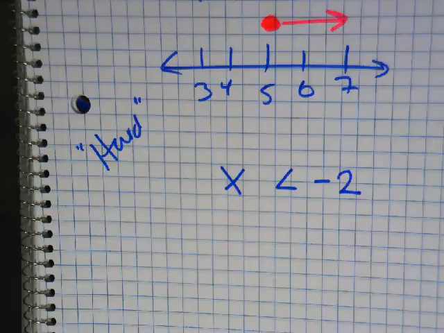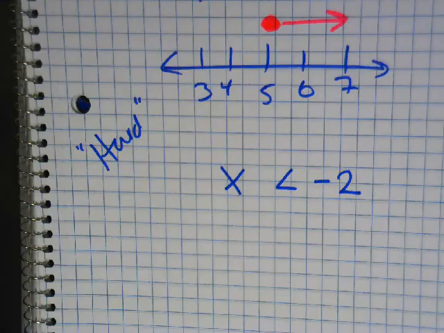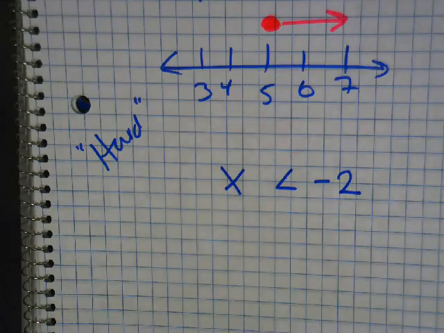X is less than negative 2. X is less than 2. I'm looking. Oh, negative 2. My bad. X is less than negative 2. What makes this hard? There's a negative. Yes. Okay.